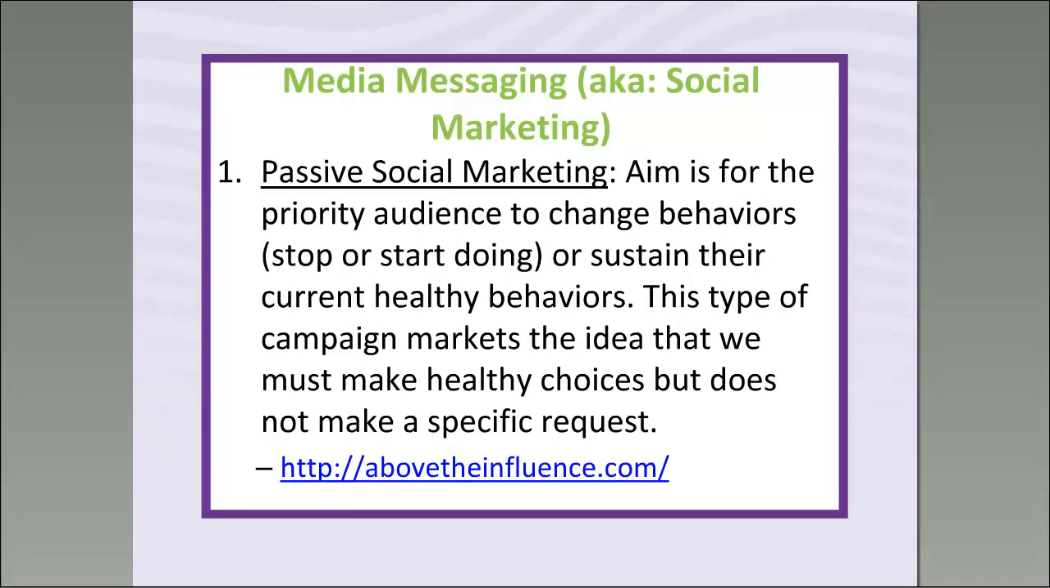Next, we'll take a look at media messaging, which is sometimes called social marketing. There are a lot of different types of media campaigns, and I'm going to highlight them here for you. There are also websites so you can go back and take a look at these campaigns. The first media campaign that we'll discuss is passive social marketing. In a passive media campaign, the aim is for the priority audience to change a behavior. So we want them to stop doing something, or start doing something, or sustain something they're currently doing that is healthy.